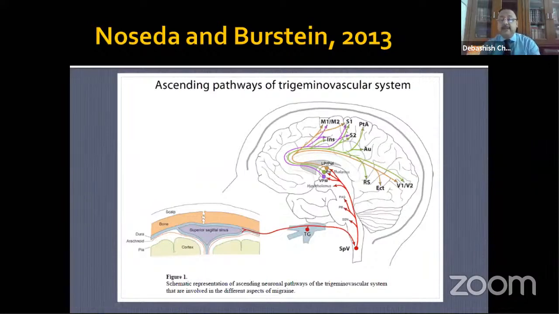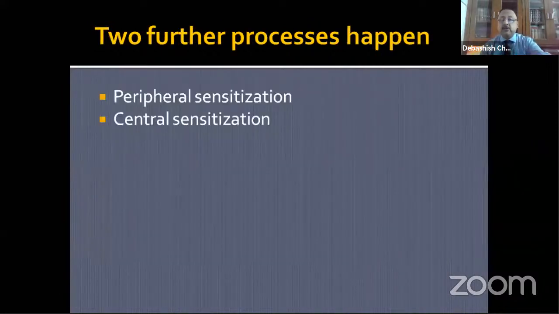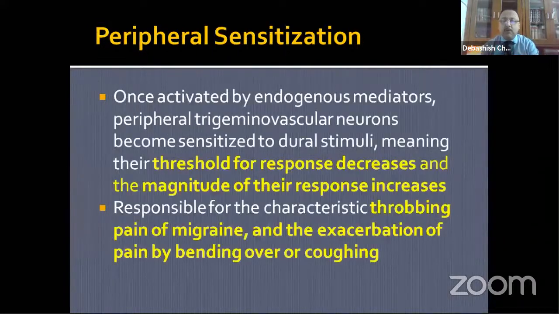two more things are very important to understand at this point, which are known as peripheral sensitization and central sensitization. Now, what is sensitization? Once activated by endogenous mediators, the peripheral trigeminovascular neurons become sensitized to dural stimuli, meaning that the threshold for the response decreases and the magnitude of the response increases. So with a little stimulus, you are getting a larger response and a more frequent response. That is called sensitization.